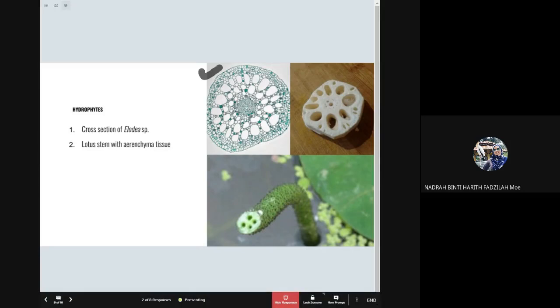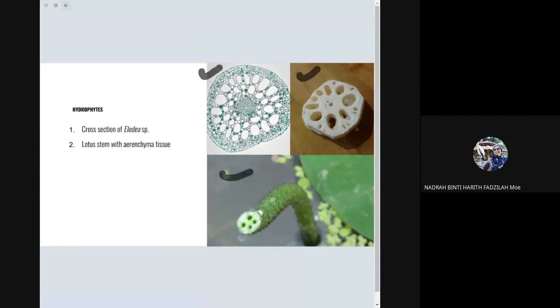And then gambar yang sebelah kanan ni ialah lotus root, dan dekat bawah ni ialah lotus stem. Beza dia, kalau dekat Elodea, dia punya rongga udara ni sangat halus. Kita nak tengok jelas macam ni, rongga udara ni kita kena tengok under microscope. Semua yang kecil-kecil ni kita letak bawah mikroskop baru kita boleh nampak. Tapi for lotus stem, dia punya rongga udara ni we can see very clearly with the naked eye.